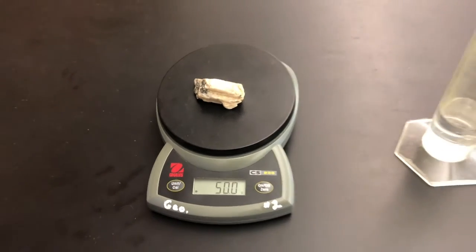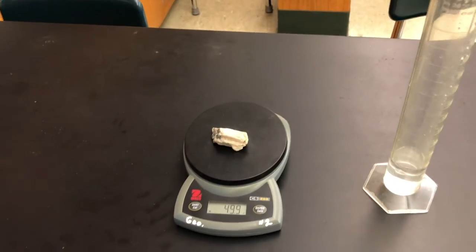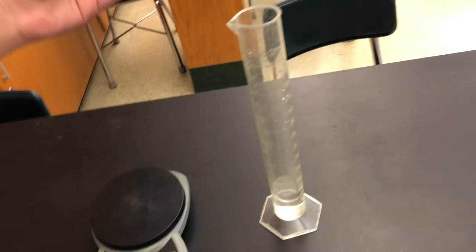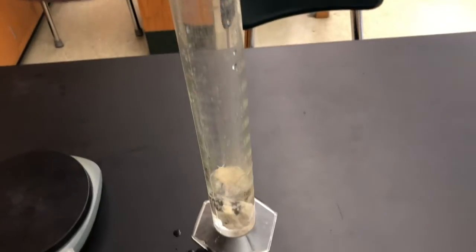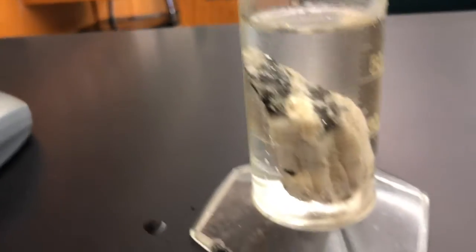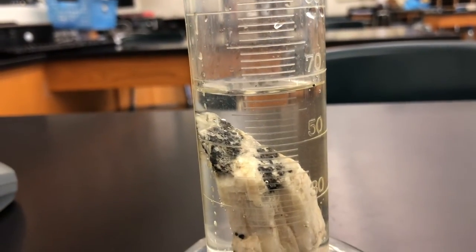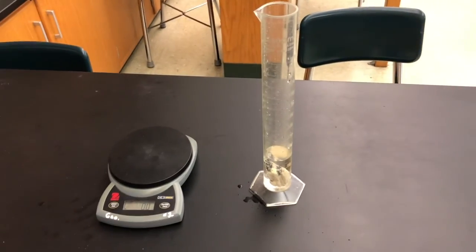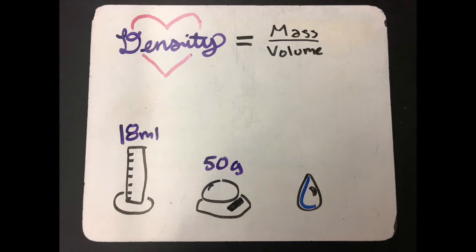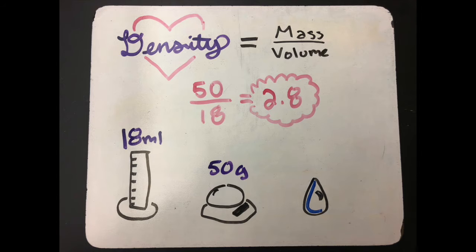Then we find the volume of the mineral by using a graduated cylinder filled partway with water. Using water displacement, we can see that the volume is 18 milliliters. Now all we need to do is divide mass by the volume to get the density, which is 2.8.